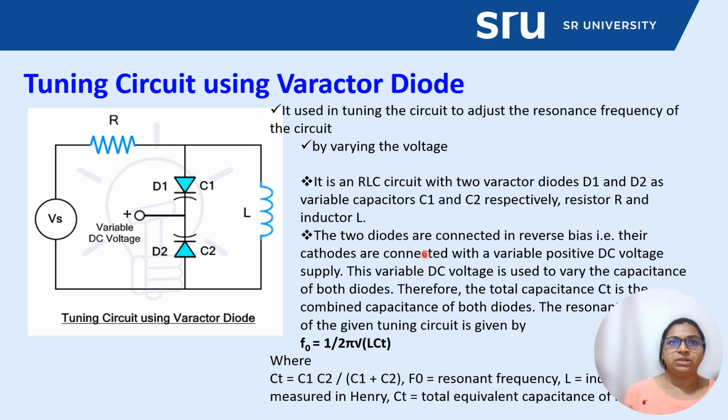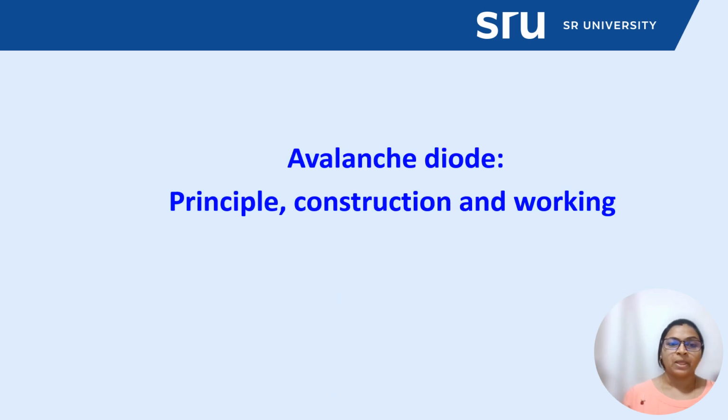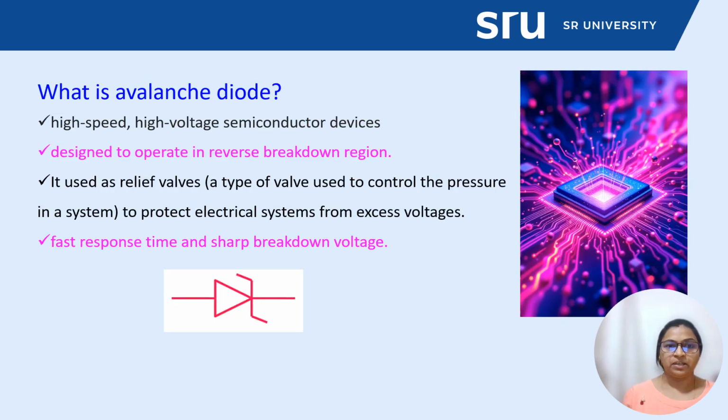So up to here we have covered the Varactor diode: how it works, how it is constructed, and what its applications, advantages and disadvantages are. In the following section we will move to another type of special diode, the avalanche diode. We will be focusing on the avalanche diode in this section. What is this diode and how does it work, we'll see.